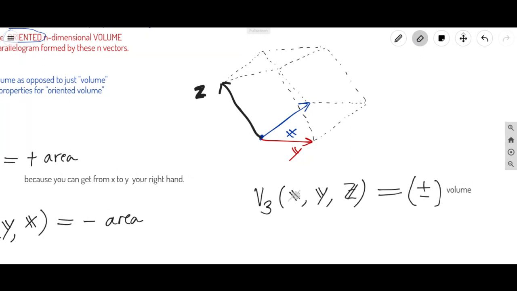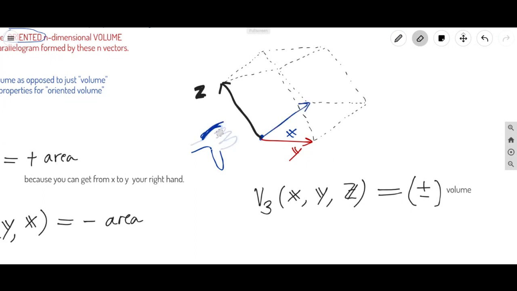So the way this is set up is this. This is your first vector, this is your second vector, and this is your third vector. So we start with the first vector, x. We have to align our hand. So this is the way you have to align your hand. Just like before, it's going to be pointing like this. The edge of your right hand has to be aligned with x. So they're aligned together.